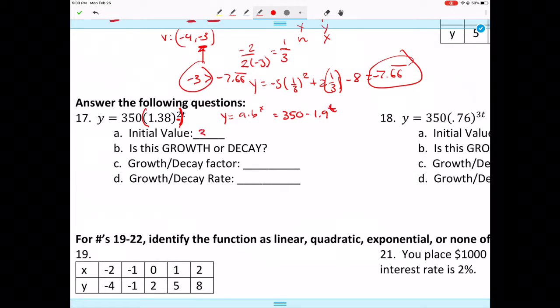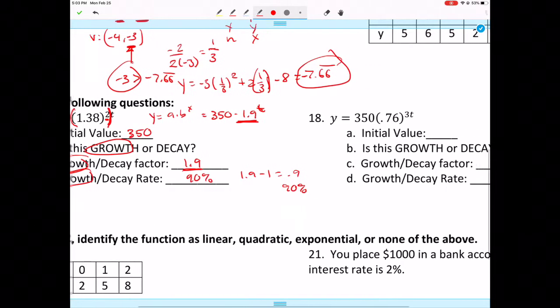So initial value is 350. Growth, yes, because this is greater than 1. If it was less than 1, it would be decay. And then the growth factor is 1.9, and the growth rate here would be 90%. So the difference from 1.9 minus 1 gives you 0.9 or 90%.